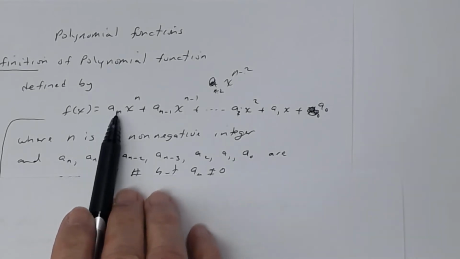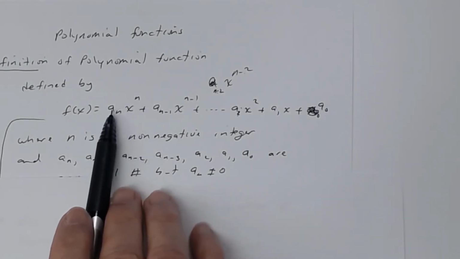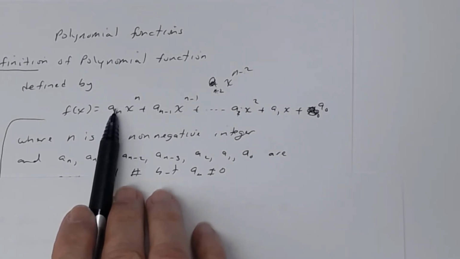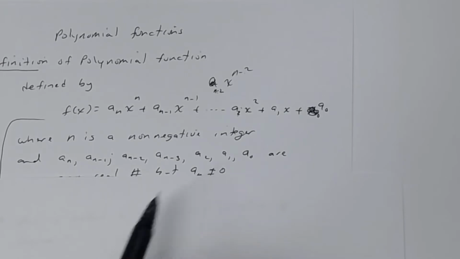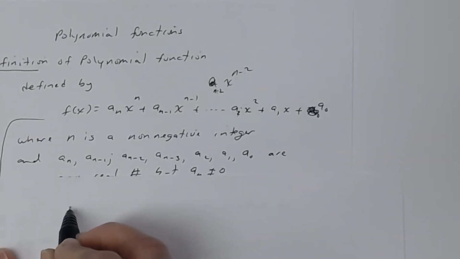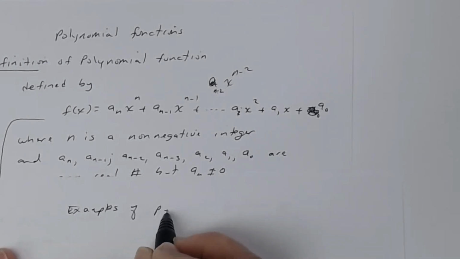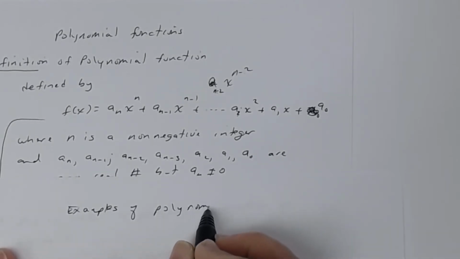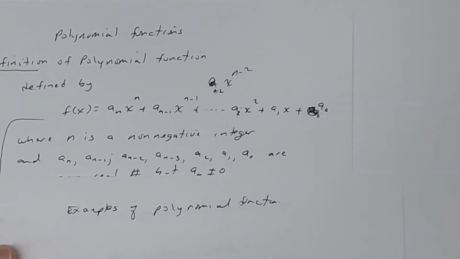as long as if this is your leading term, then your coefficient here cannot be 0. Okay? So your leading term coefficient cannot be 0. All right, so here's some examples. So examples of polynomial functions.